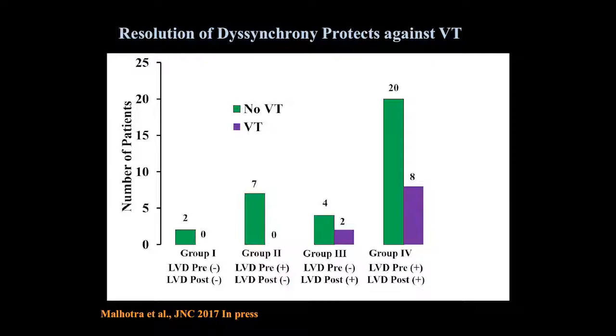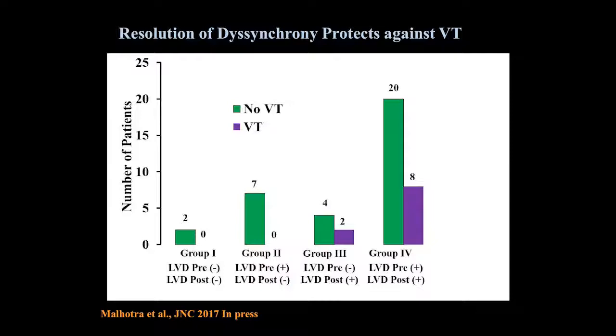Group 1, very few patients, had no dyssynchrony to begin with and had no dyssynchrony after CRT. Group 2 had dyssynchrony before CRT, and the dyssynchrony completely resolved with CRT, normalized. Group 3 did not have dyssynchrony before CRT, but CRT induced dyssynchrony in them. So these are the patients who received a CRT even though they did not have mechanical dyssynchrony. And group 4, the majority of the patients, remained dyssynchronous. The dyssynchrony may have improved, but they still remain dyssynchronous.